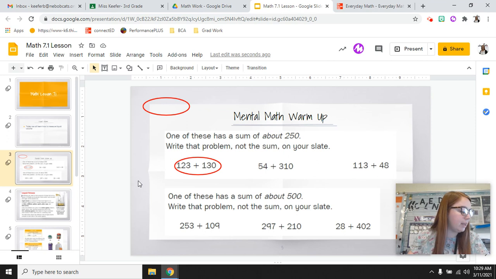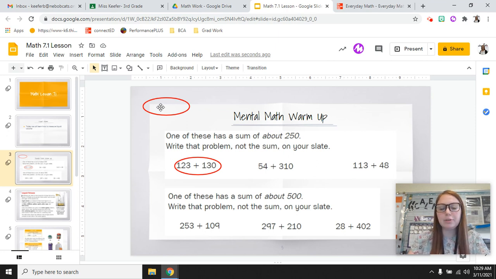So now let's try it for our next one. It says one of these has a sum of about 500. Which one do you think would have a sum of about 500? Again, look at the numbers that you are adding. Which one would make the most sense? You can pause the video while you try.